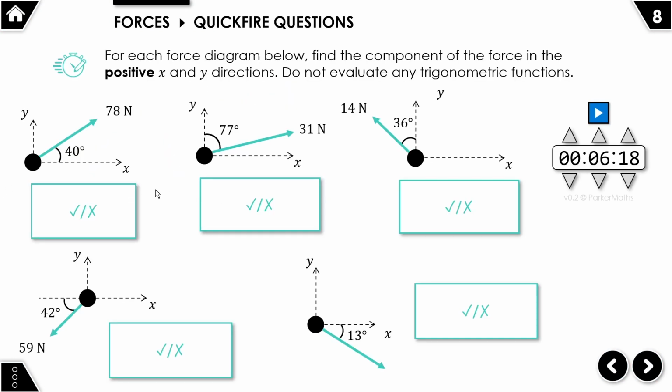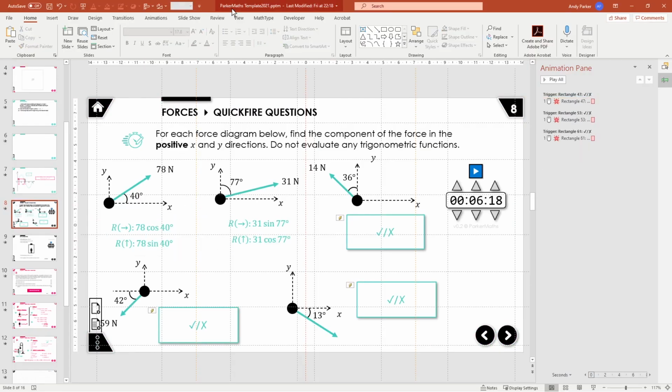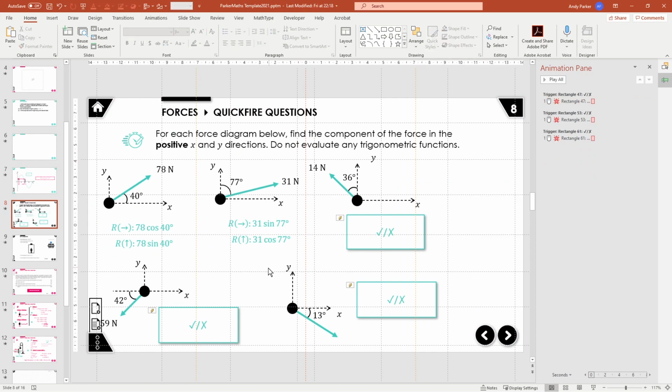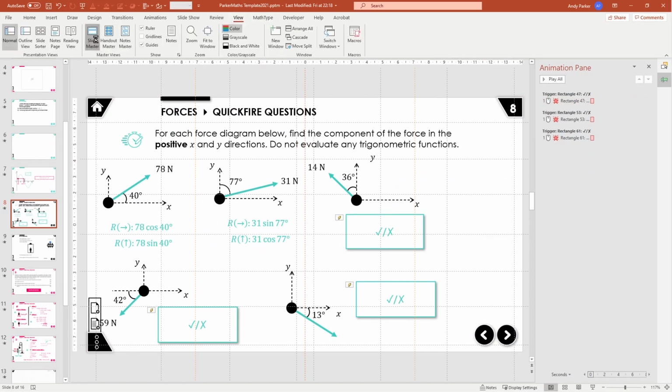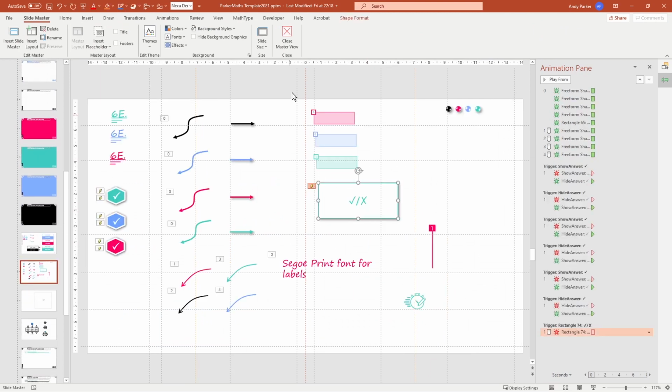Okay, let's talk about these boxes here. These boxes are super simple to set up as well. Let's suppose I didn't have those ones there, and maybe I didn't have this timer on as well. If you're using this template, it's really quick to set this stuff up. You go view, slide master, I go down here. Oh look, there's a little ticky box. Let's get one of them.